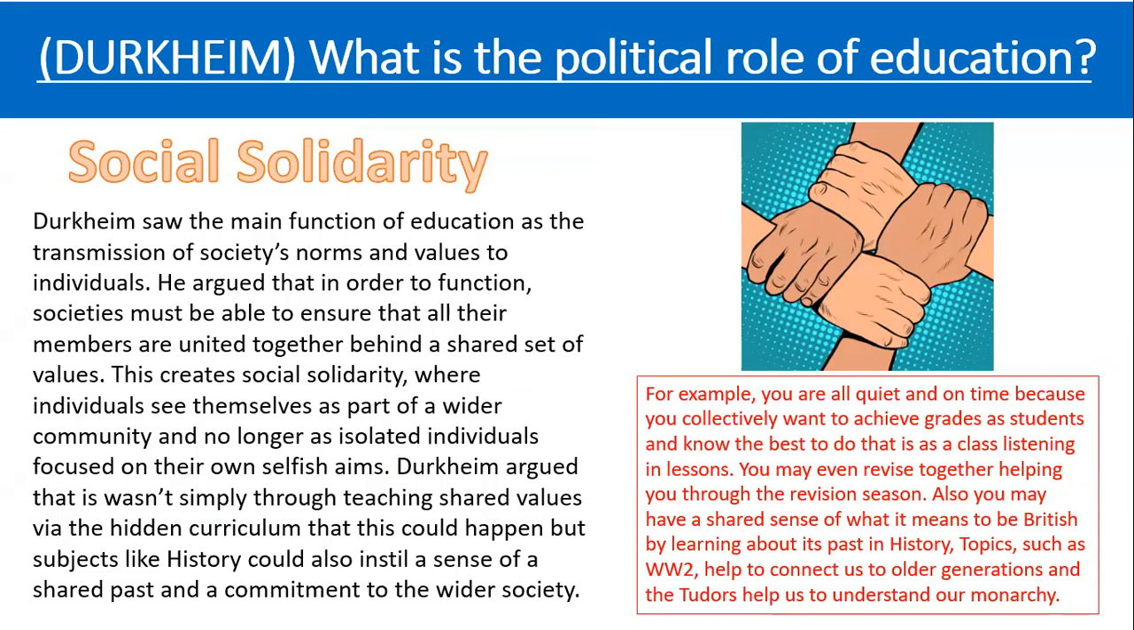Right, so we're going to start with the political role. So the first idea we got is social solidarity. So Durkheim saw the main function of education as the transmission of society's norms and values to individuals. He argued that in order to function, societies must be able to ensure that all their members are united together behind a shared set of values. This creates social solidarity, where individuals see themselves as part of a wider community and no longer as isolated individuals focused on their own selfish aims.